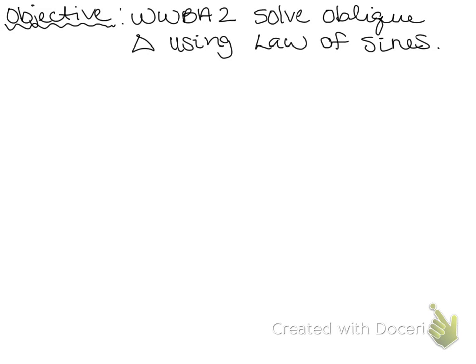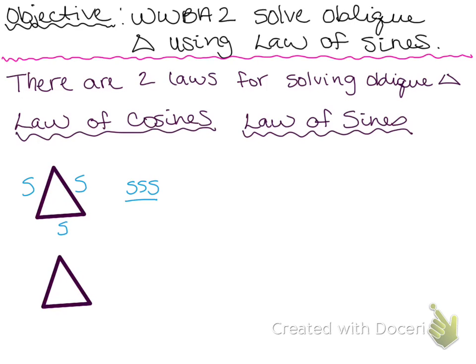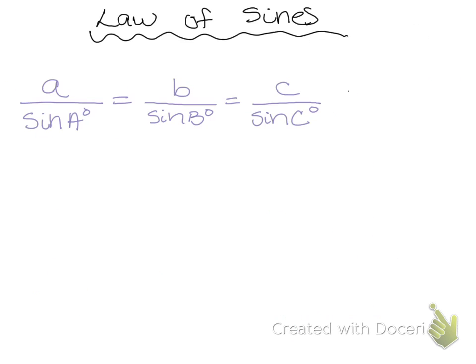Today, we will be able to solve oblique triangles using law of sines. Law of sines says little a over sine big A equals little b over sine big B equals little c over sine big C. Notice in the top, they're all lowercase letters. Notice in the bottom, the denominator, they're all uppercase or capital letters.